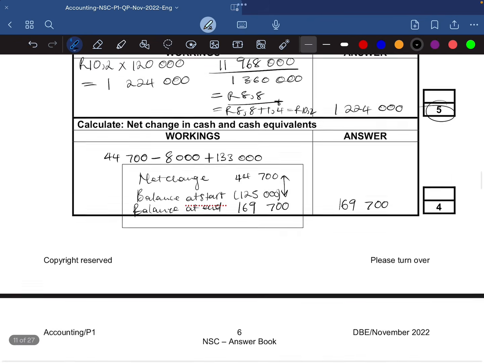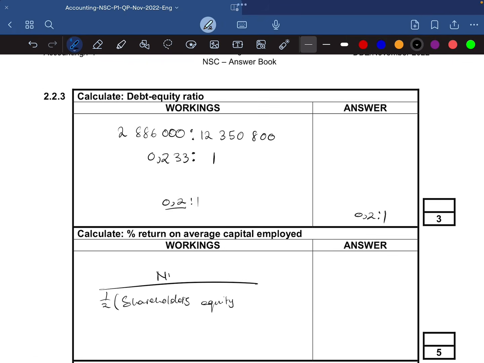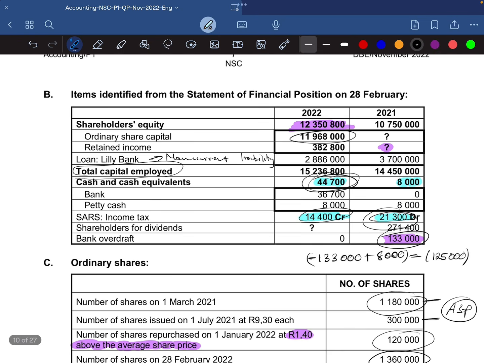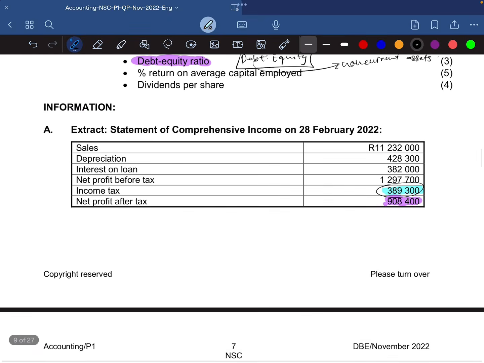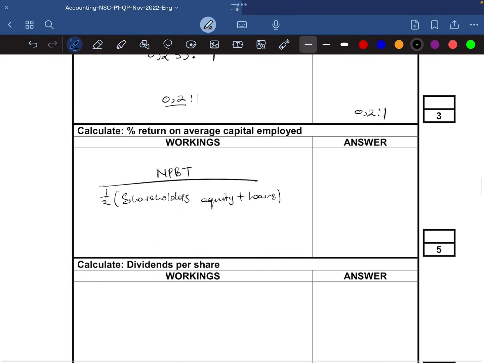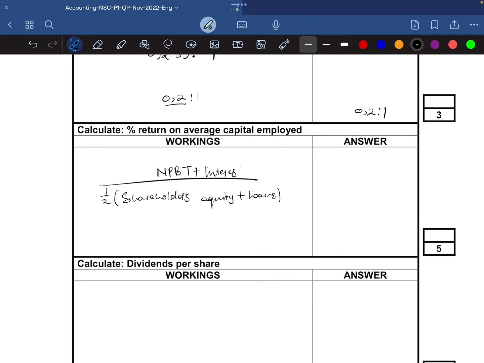Right, and then here it is supposed to be our net profit before tax. Okay, so plus loans here. Right, so let's just check what we are given. Net profit before tax is 1,297,700. But remember that to get that, I totally forgot. Now the formula is hitting me. Plus interest on loans, because this decreases our return on average capital employed.